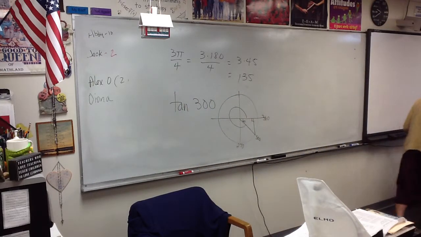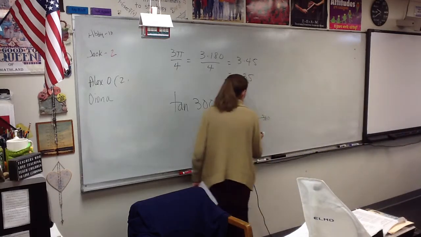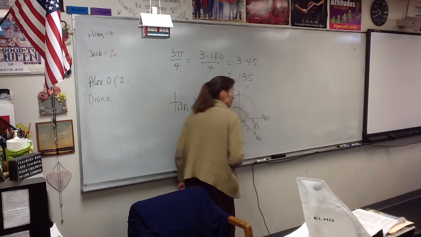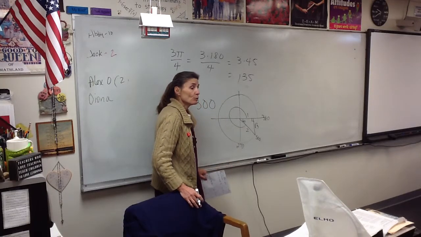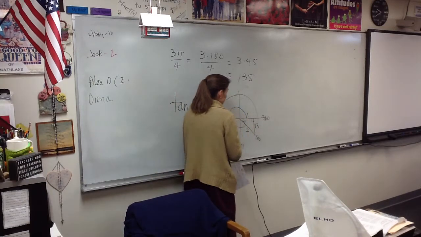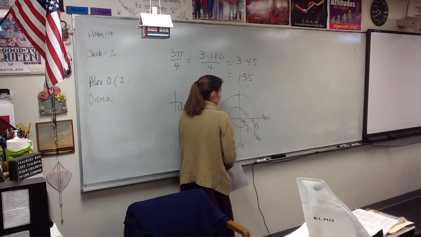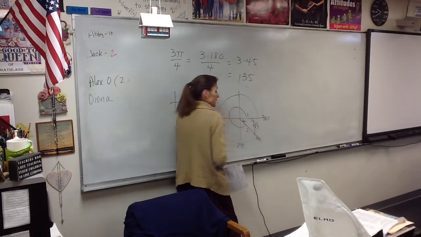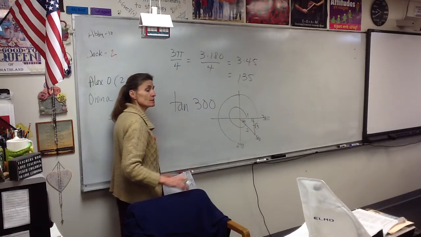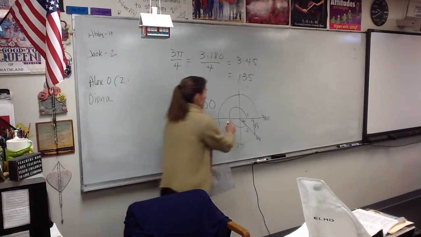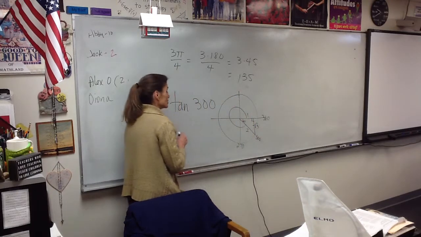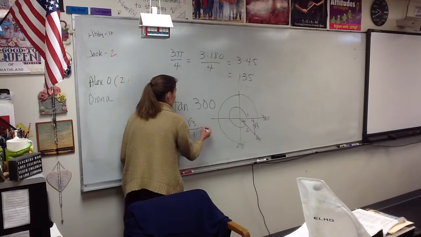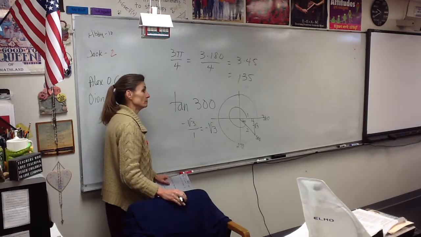Here's the quiz. We're going to move over right now. The sides of the triangle are root 3, 1, and 2. Root 3 is across from the 60. 2 is the hypotenuse. Anything negative, the root 3 is negative. I want the tangent. What's the definition of tangent? Opposite over adjacent. That would be negative root 3 over 1, or negative root 3.